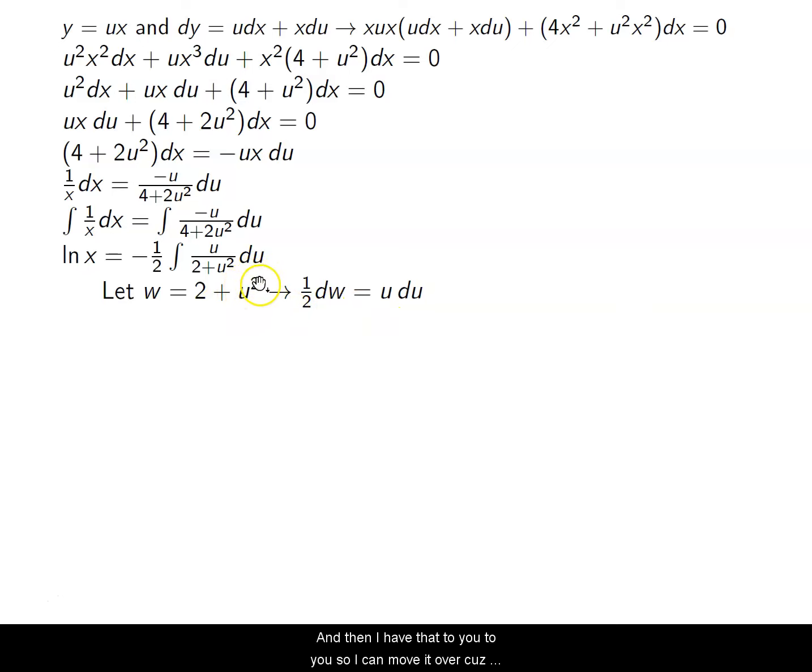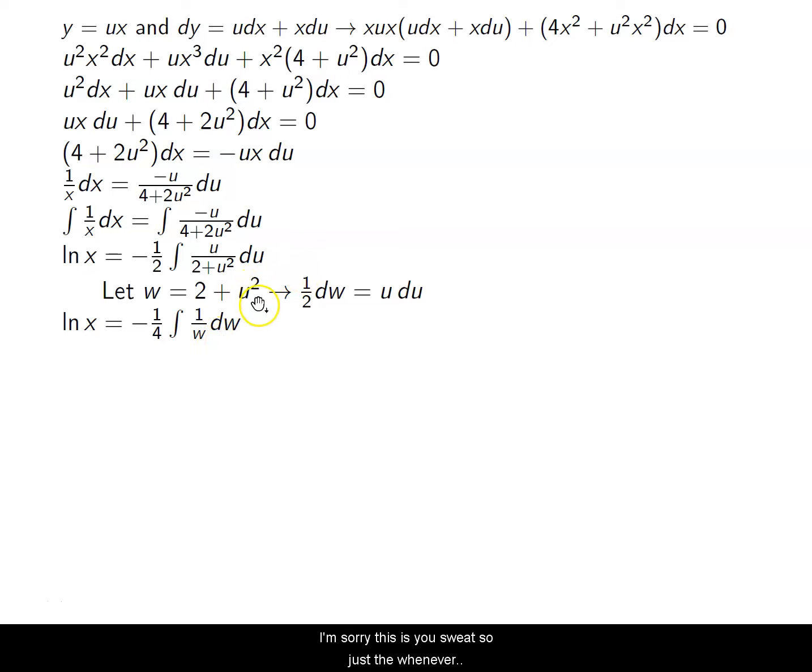Okay, and then I have that 2u du, so I can move it over because I need to substitute u du. So that's 1/2 dw. So I'm really just going to multiply this by another 1/2. So it'll be negative 1/4 times the integral of 1 over w squared dw, right?